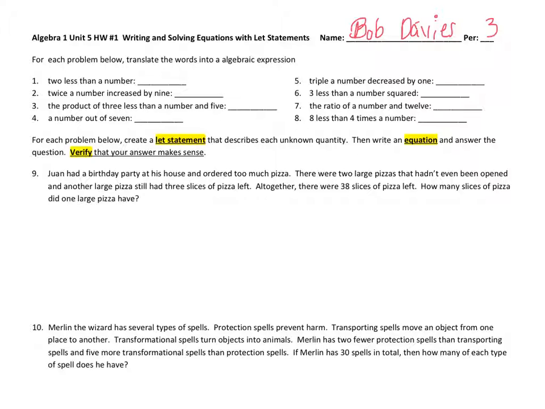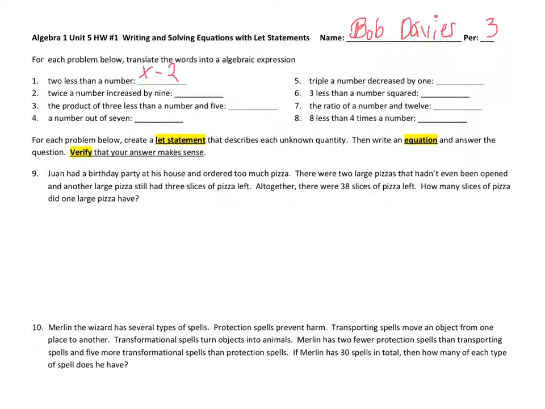It says for numbers 1 through 8, for each problem below, translate the words into an algebraic expression. We covered this in our first day. These are exercises in trying to figure out how words are transformed or translated into math symbols. For instance, number 1 says 2 less than a number. We're going to let x be our number, and we're going to subtract 2 from it. X minus 2. That's all there is to it.